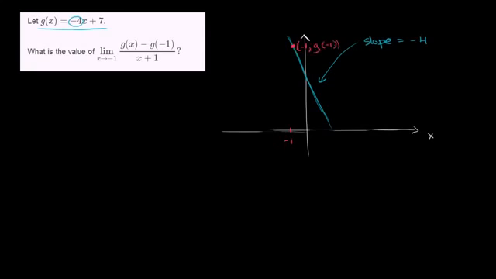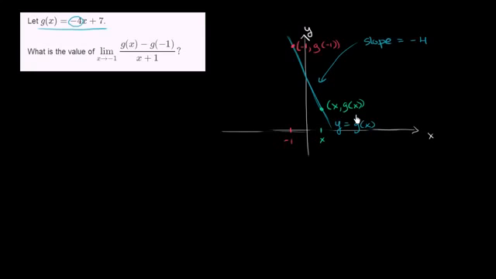And let me label everything else. So I could call this my y-axis. This is the graph of y is equal to g of x. So what they're doing right over here is they're finding the slope between an arbitrary point x, g of x, and this point right over here. So let's take another x. So let's say this is x. This would be the point x, g of x.